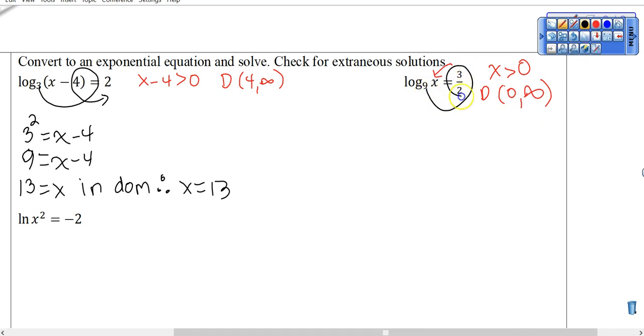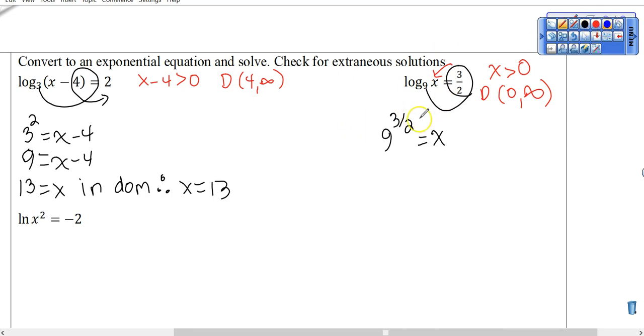And we convert. So 9 to the 3/2 equals x. Now some of you might be really tempted to get out your calculator and have your calculator do your thinking for you. Your calculus teacher's not going to wait for you to plug that in your calculator. You should be able to do that pretty much immediately by yourself.